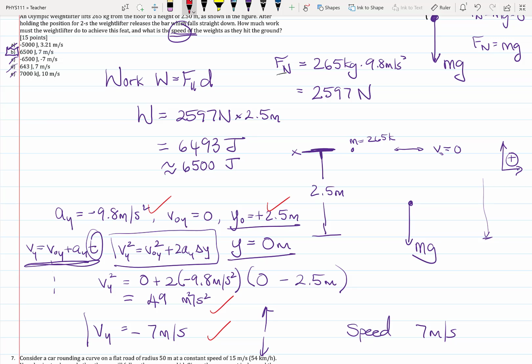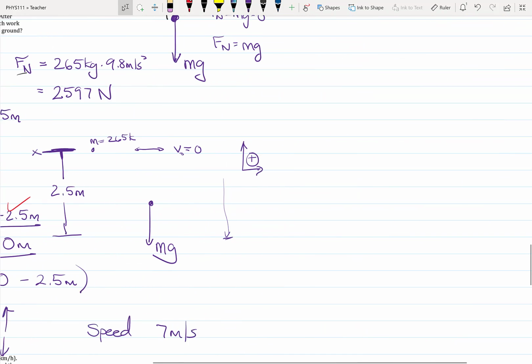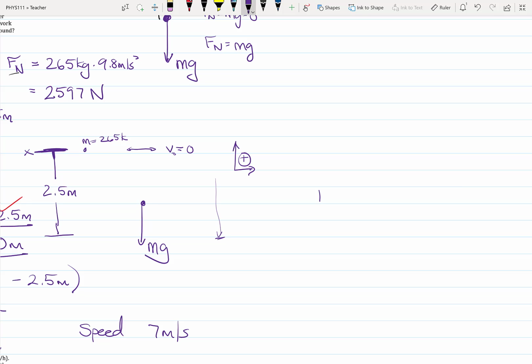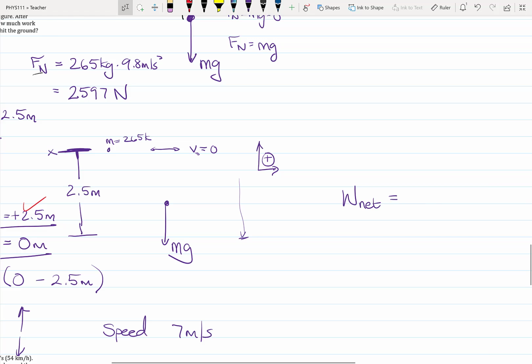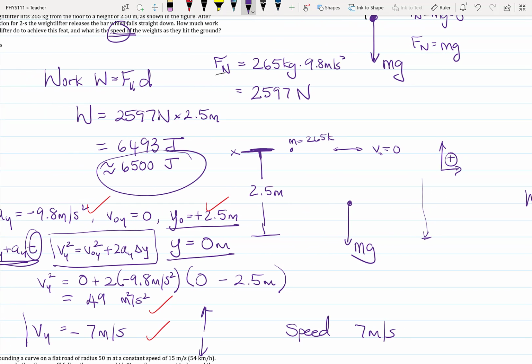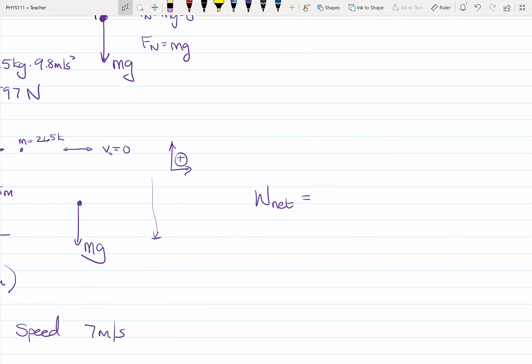Now you could have solved this using the work energy theorem, but we only learned about that recently. If you were comfortable doing that, then that's fine. Let me just show you how to do that. If you used the work energy theorem, the net work done by gravity would be exactly opposite to the work done by the weightlifter. So it would be minus 6,493 joules, or minus 6,500 joules.